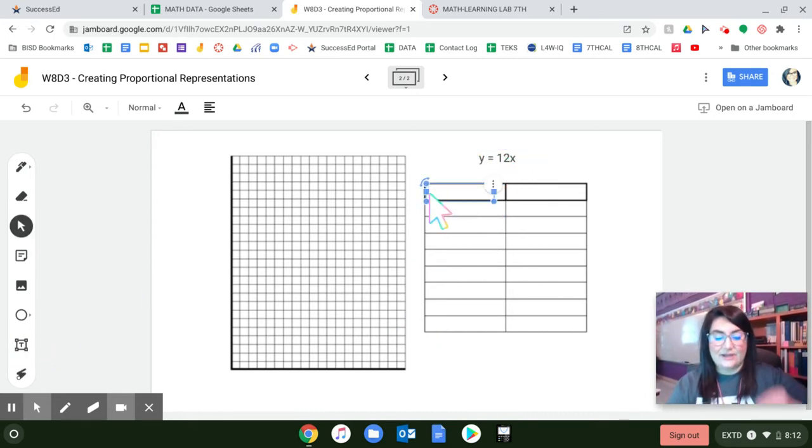I like to fill out a table first. It's up to you, whatever you want to fill in first, but to me, a table gives me the points that I'm going to put on my graph. So that's how I'm going to teach it today. So my X we've already determined is our classrooms. Our Y is our number of students.